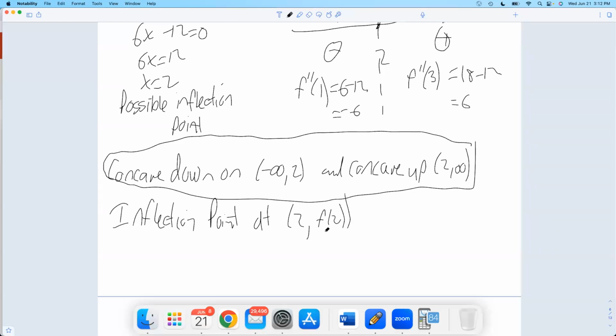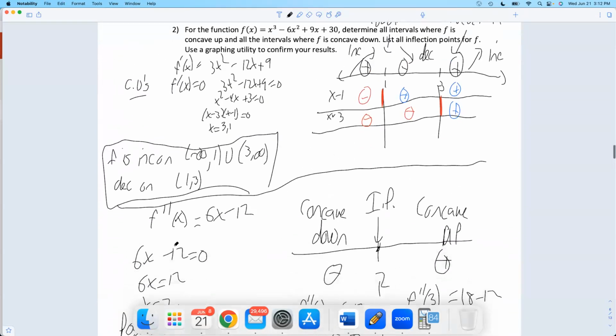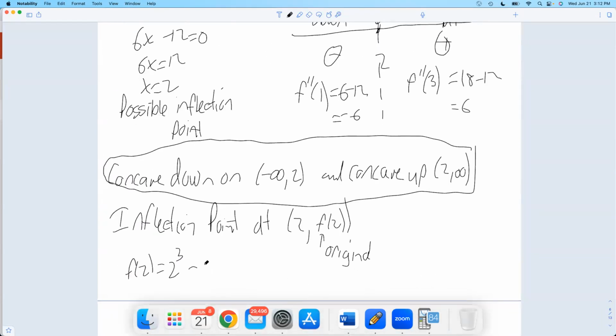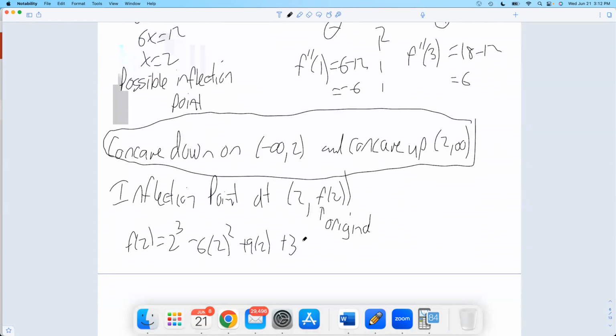F of 2, and that's original. So F of 2 would be 2 cubed minus 6 times 2 squared plus 9 times 2 plus 30, whatever that is. I don't know if you need to watch me. I'm just going to dot, dot, dot, dot.